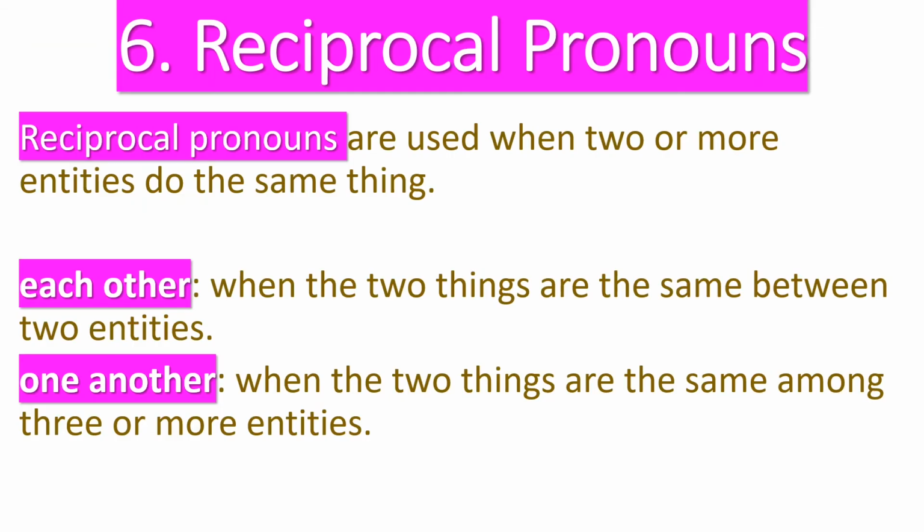Type number 6 is the reciprocal pronouns. They are used when two or more entities do the same thing. We have each other and one another. Each other is used when the same action happens between two entities. One another is used when the same action happens, but when we have three or more entities.